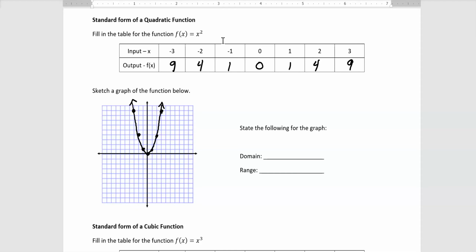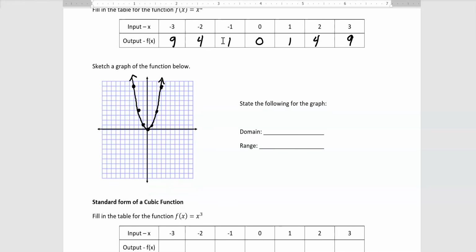Beautiful. All right, let's talk about our domain and range. Our domain for quadratics is negative infinity to infinity. We can put in any x value. It's going to continue to the left and right forever. Our range here would be, let's see, it'd be 0 to infinity, because the lowest point for this one is at 0, 0, and then we go up from there.